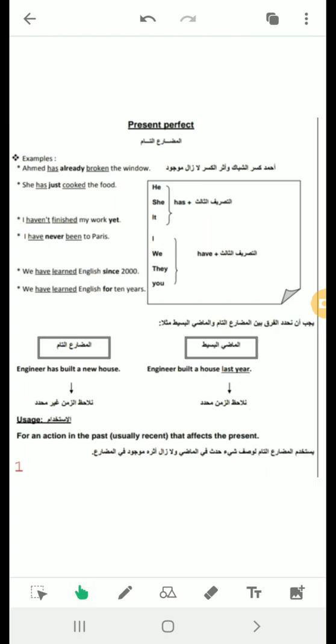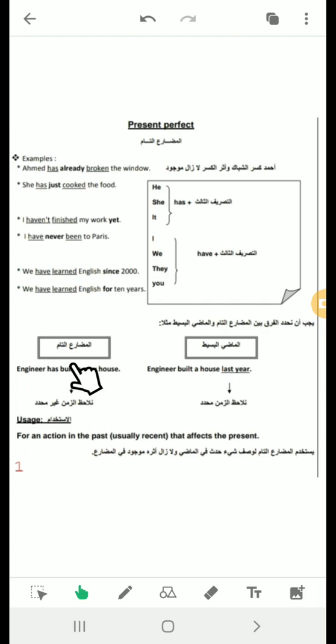Here, we have learned English since 2000. We, subject, the verb have learned. We have learned English for 10 years. We, subject, have learned, the verb. So we notice that we use has or have plus past participle. This is the form of the verb. With he, she, it, we use has plus past participle. With I, we, they, you, have plus past participle. Again, the form of the verb. Has or have plus past participle.